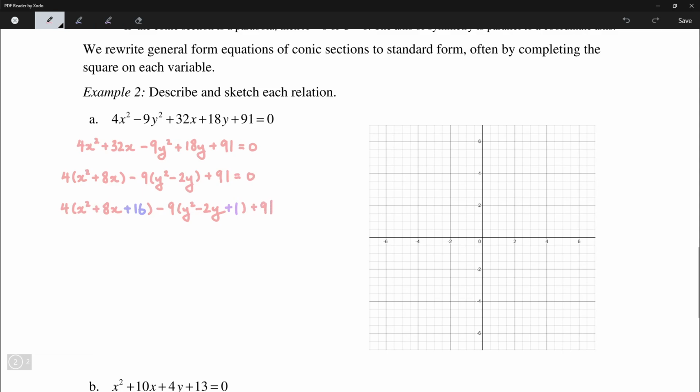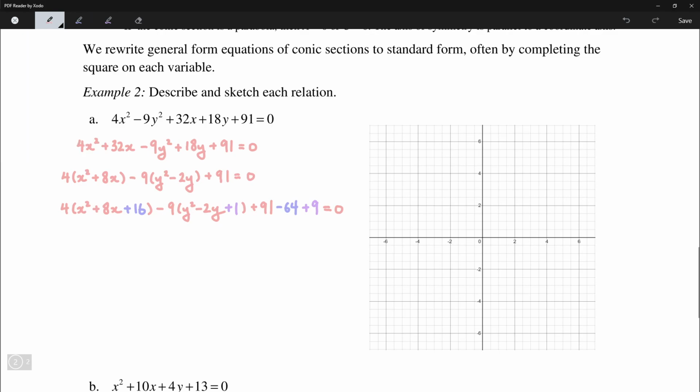And just as we saw before with the completing the square question, if we added 16 and 1, we also have to subtract their equivalent. Since the coefficient outside the trinomial now is 4, we're not actually adding 16, we're adding 16 times 4, which is 64. In order to balance this equation, we have to subtract 64. And likewise with the 1 here, we're adding 1, but then we're going to multiply it by negative 9. So we're actually subtracting 9, so we have to add 9 in the equation. So the right-hand side is still going to be 0.